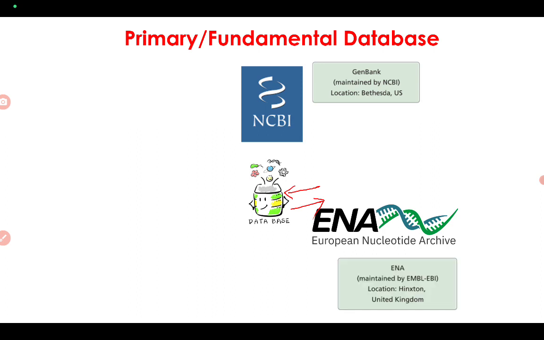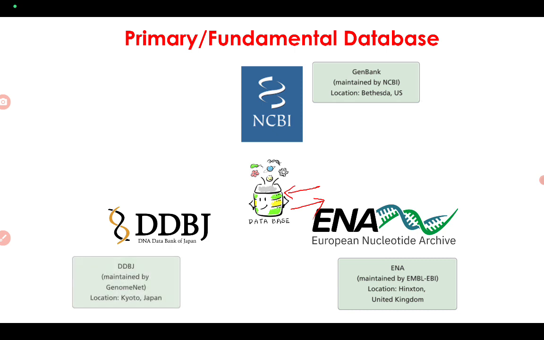It is maintained by EMBL or EBI. EBI is known as European Bioinformatics Institute, while EMBL is known as European Molecular Biology Lab, and it is maintained in the United Kingdom. Third is known as DDBJ, that is DNA Data Bank of Japan, and it consists of all kinds of data related to nucleotides or proteins or anything else. Specifically, today we are talking about the database that consists of the primary information.